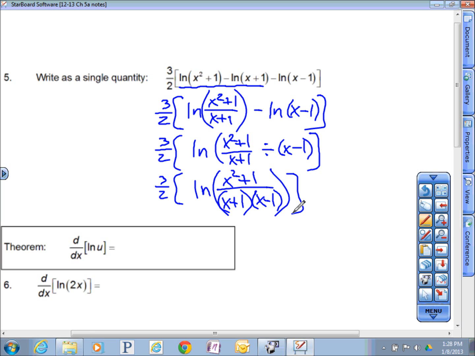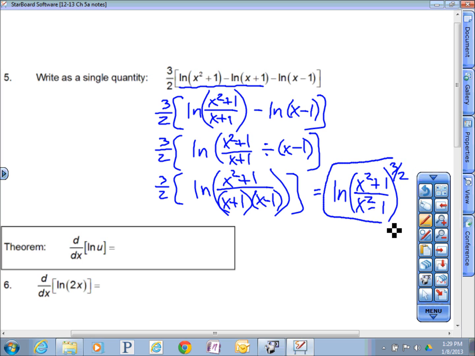If we multiplied out that denominator, I think we would end up with, let's see, well, that 3 halves that's out in front, that 3 halves could be an exponent now. So how about natural log of the quantity x squared plus 1 over x squared minus 1 being raised to the 3 halves power. To the 3 halves power. So there is a single log, and I took care of all my coefficients. I don't want to leave any coefficients in there if I can help it.